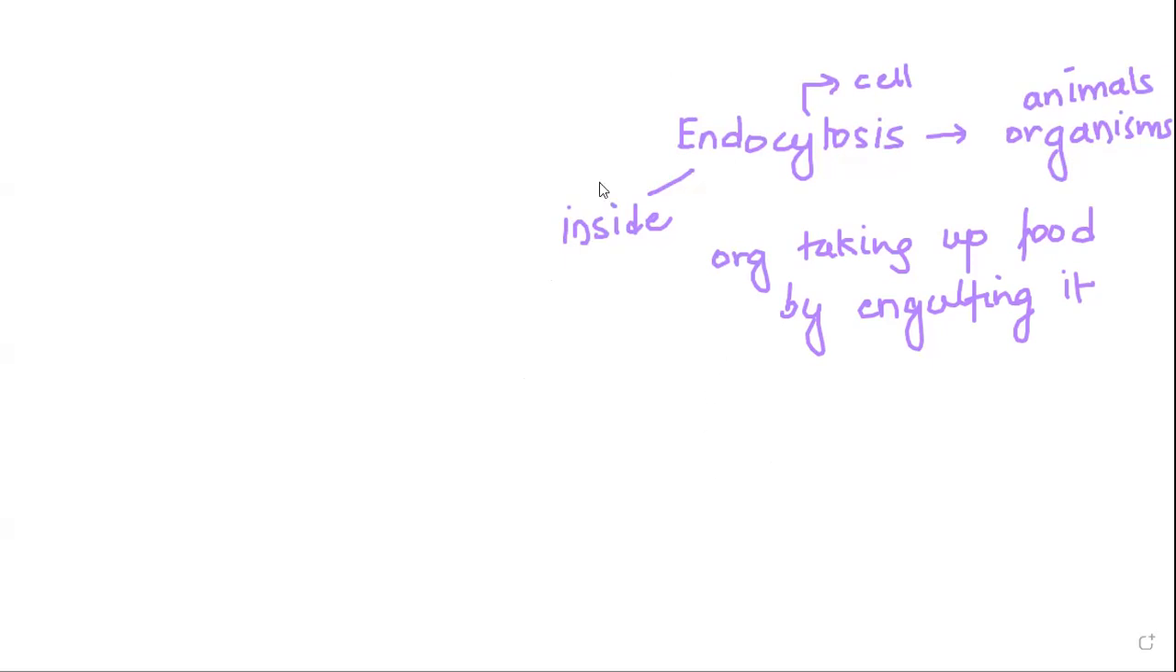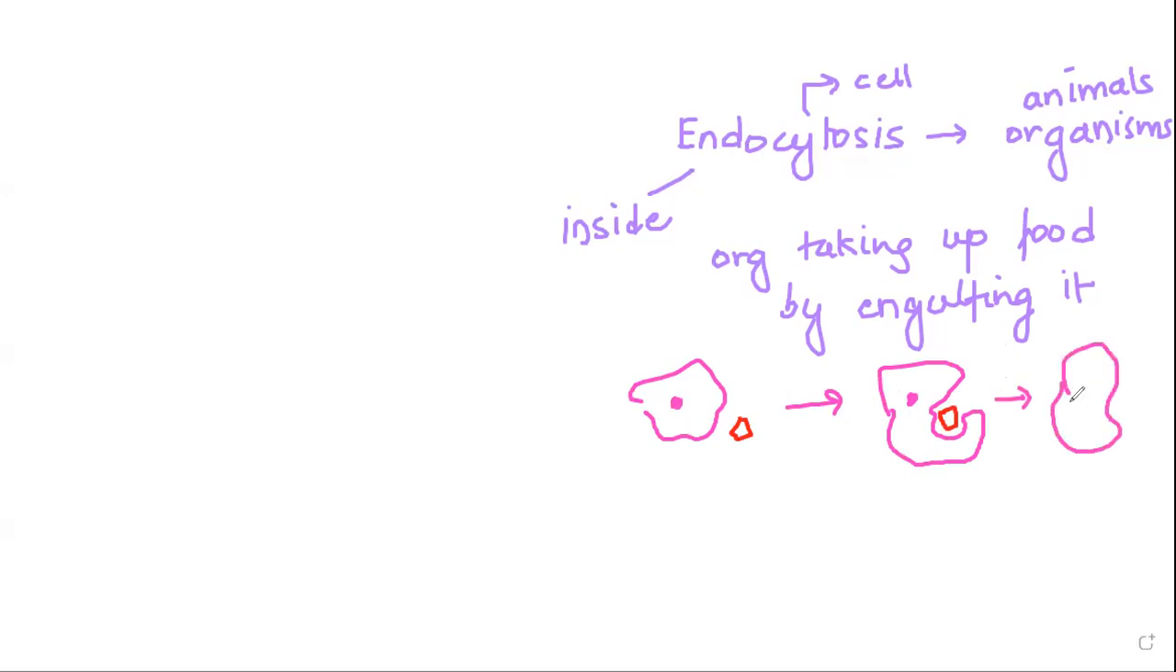So basically what happens in endocytosis, if I were to show it to you with a diagram, is suppose this is amoeba, right? And this is the nucleus. And suppose this is a food particle. Let me show you with another color. So what amoeba will do is it will extend its body like this, something like this, and it will surround the food particle, right? And in the next step, it will take it up. So now the food particle will be inside the amoeba, right? Okay, so this entire process is what is called endocytosis, right?